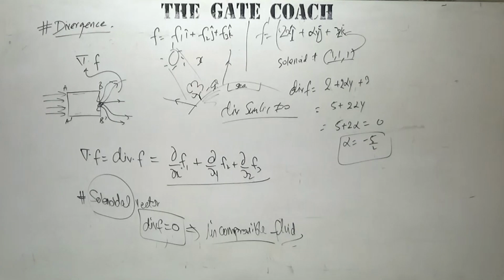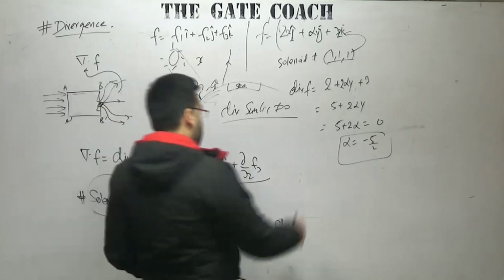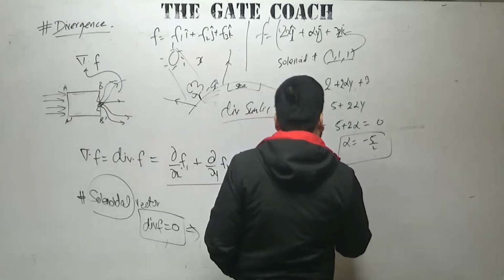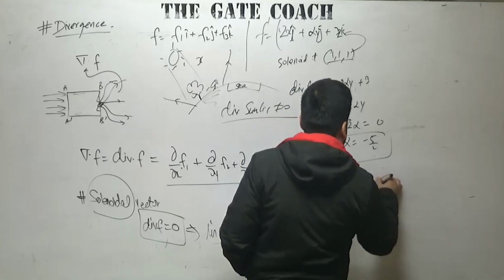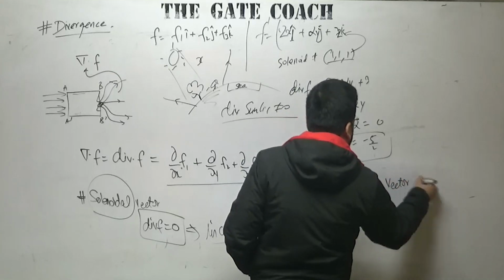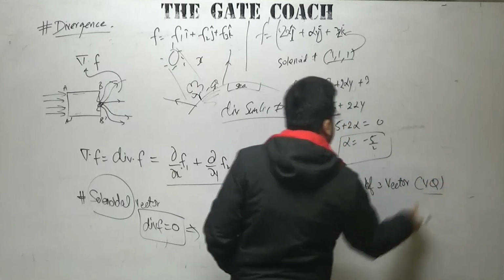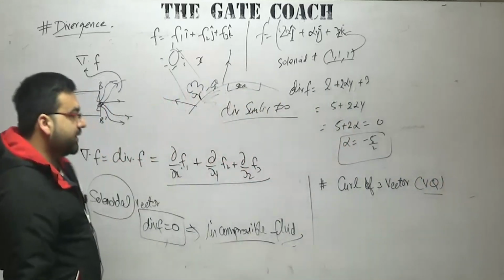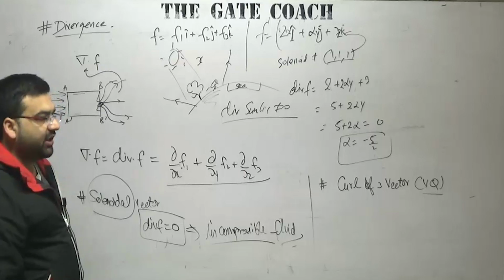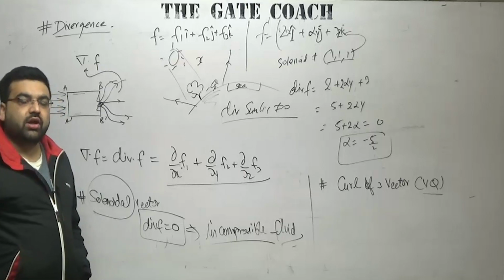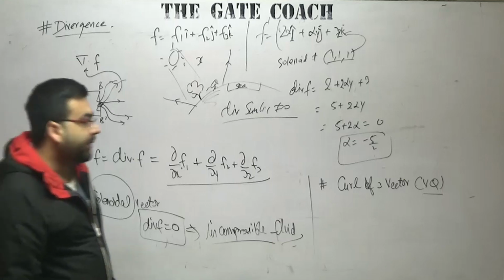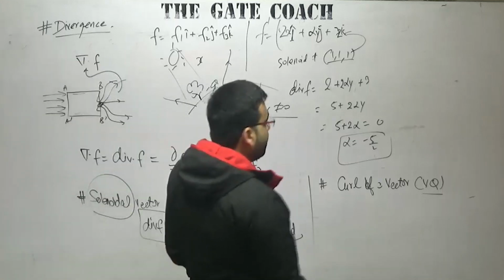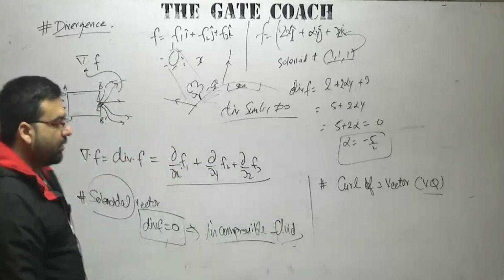After this we discussed the curl of a vector, and it also gives you a vector quantity. It does not give you a scalar quantity. Gradient gives you a vector quantity, directional derivative gives you a scalar quantity, as well as the curl gives you a vector quantity. It doesn't give you a scalar quantity.